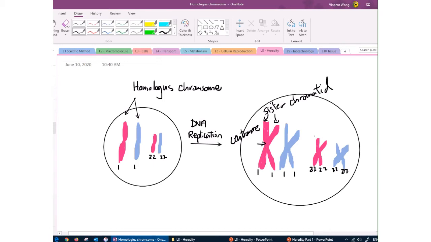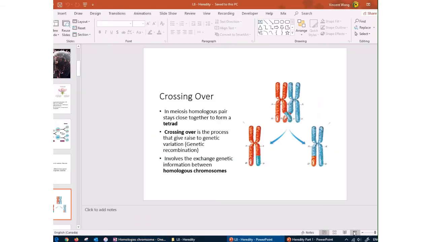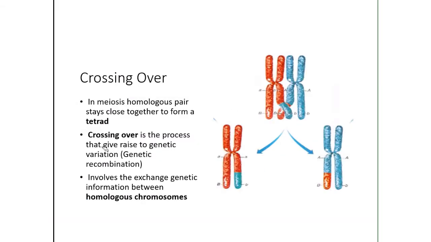So what happens in mitosis is the homologous chromosomes are not going to find each other. Like this one is going to be independent of the paternal one. They're not going to be in the same place. But in meiosis, they are actually going to come together and form what we call a tetrad. And when they form the tetrad, they can do something called crossing over.